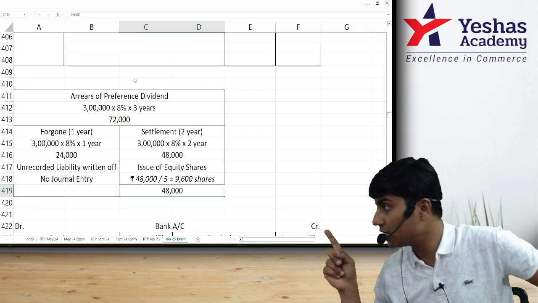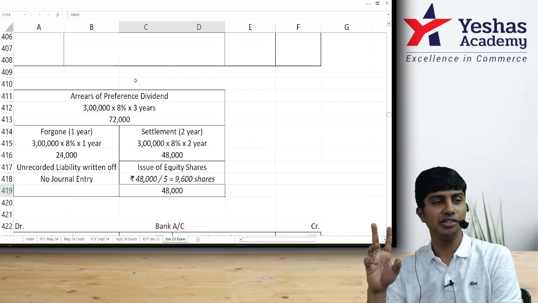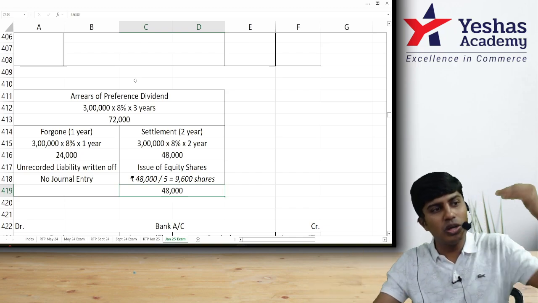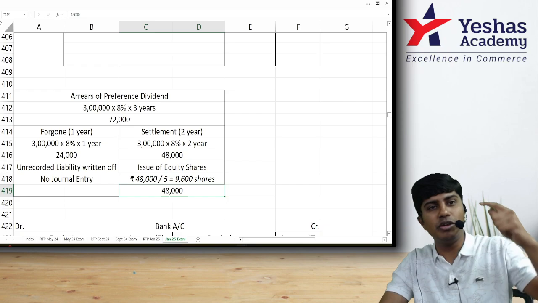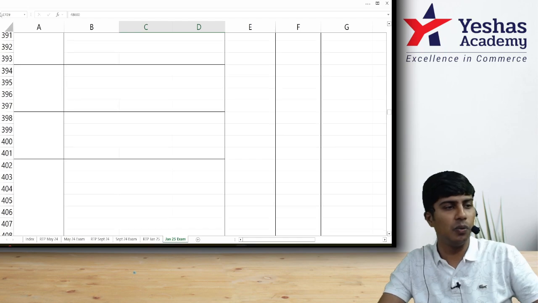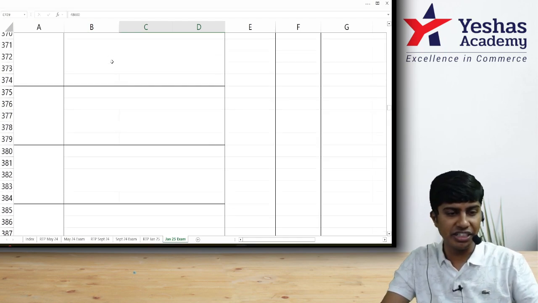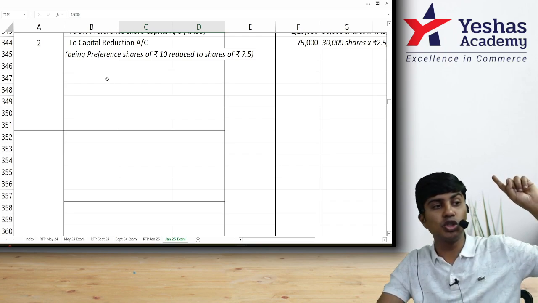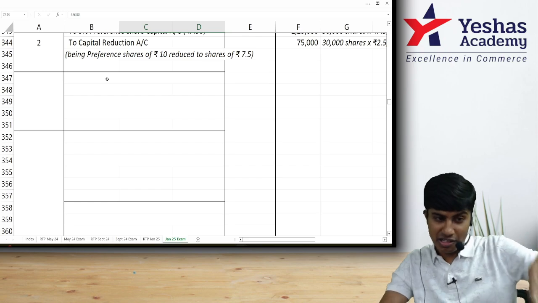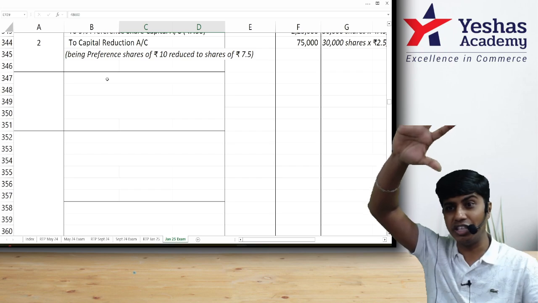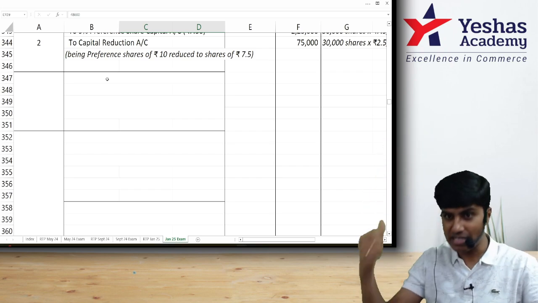Remember, this 48,000 liability is not a liability in the balance sheet. So whatever is given, it is not given against a liability. There is no liability for you to debit. You have to write capital reduction account debit to equity share capital account. And shares are issued of nominal value 5. When they've asked us to prepare the notes to accounts for share capital at the end, these equity shares also should be considered. There were 75,000 shares of rupees 10 reduced to shares of 5, plus this.